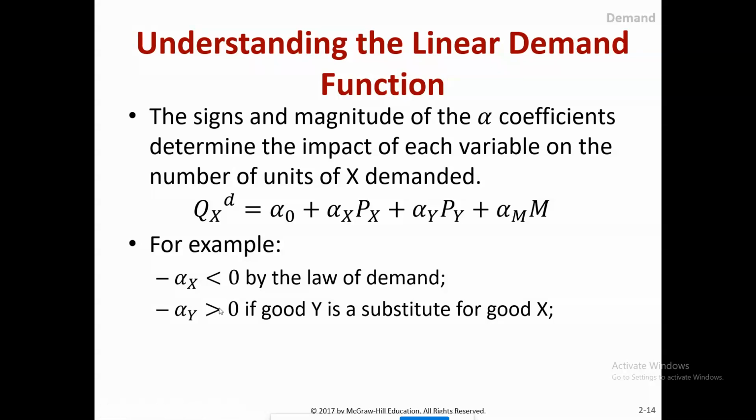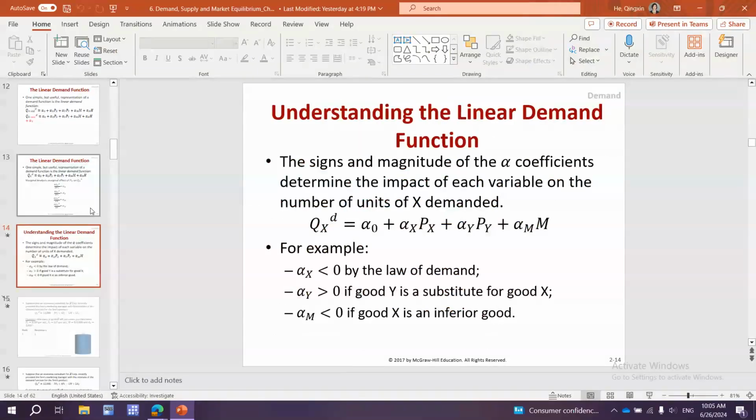For example, if fossil fuel car prices decrease, people purchase more fossil fuel cars, then demand for gasoline will increase because people demand more gasoline for their fossil fuel cars. The alpha M in front of income is positive if it's a normal good and negative if it's an inferior good.